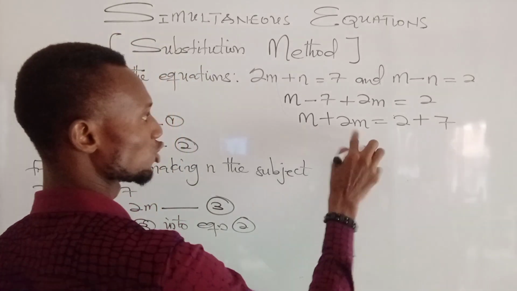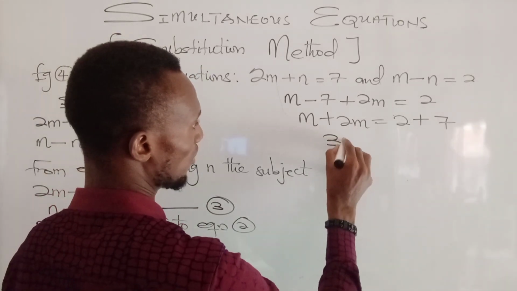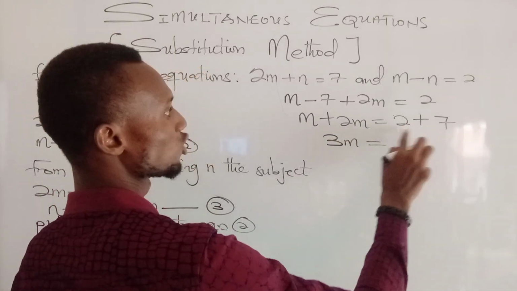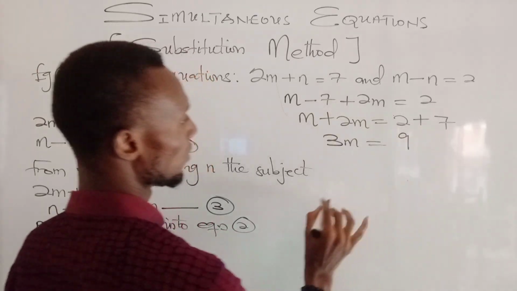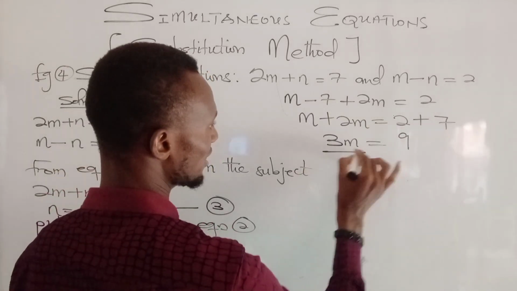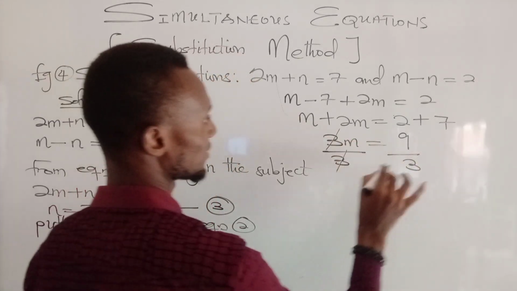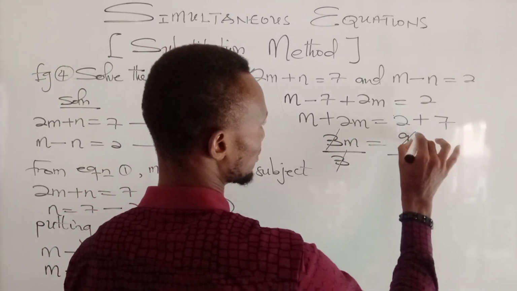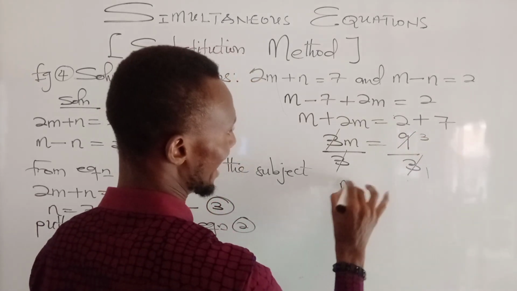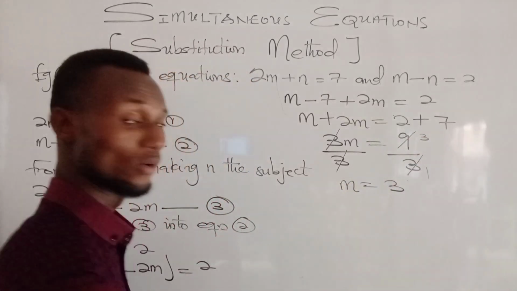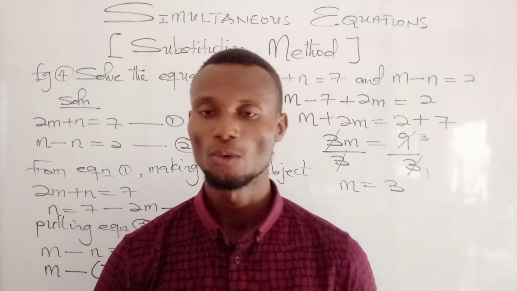So m plus 2m gives 3m, equals 2 plus 7, which gives 9. For me to get my m, I'll divide here by 3. This and this cancel, 3 goes here 1, and 3 goes into 9 three times. So you have m equals 3. So I've gotten the value of m, which is 3.